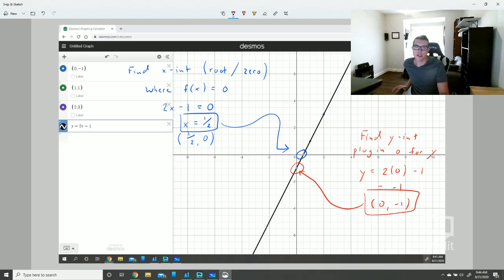So this is a pretty basic problem, but there's a lot going on here with being able to find the x-intercept, or intercepts if there's multiple, and finding the y-intercept. All right, let's do one more together, and I'll kind of walk you through some things I need you to remember for today.